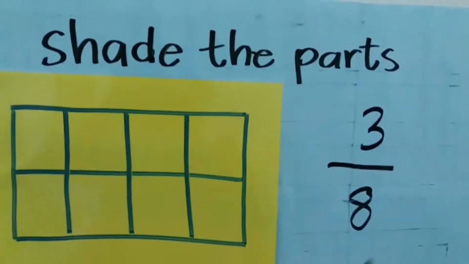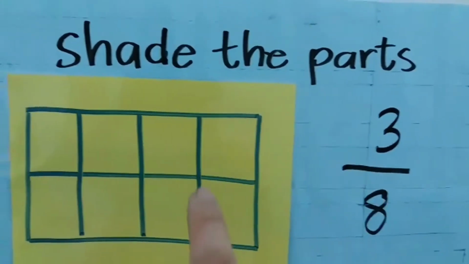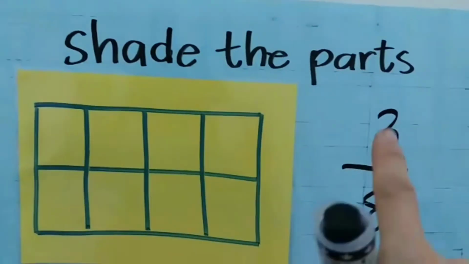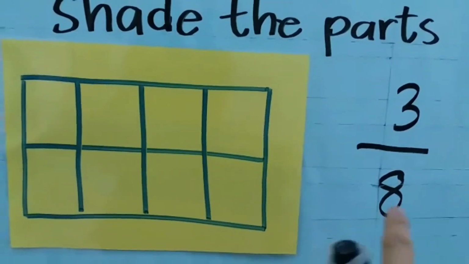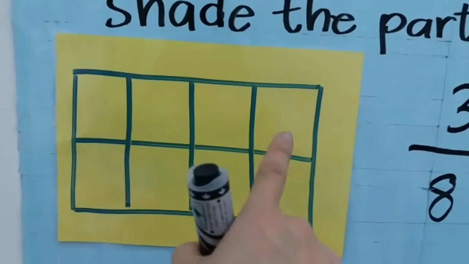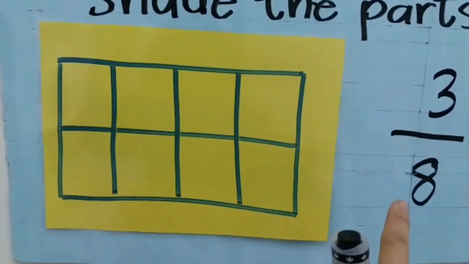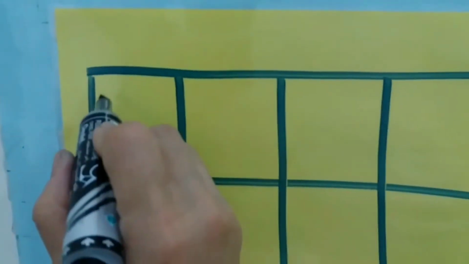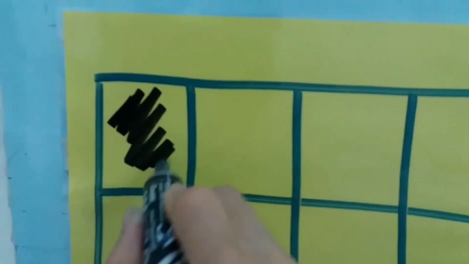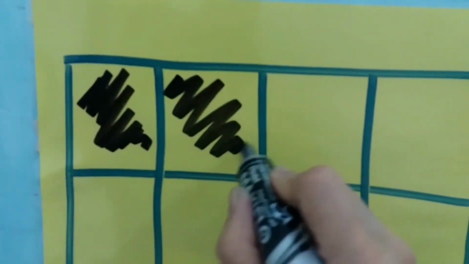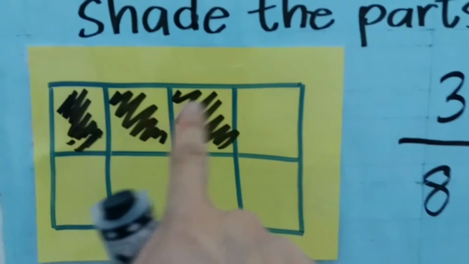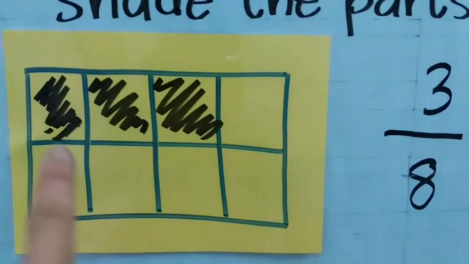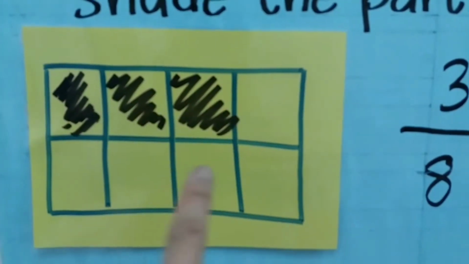Now, another activity is to shade the parts. I have here the parts and I have here the fraction. Now, 8. Let us count. 1, 2, 3, 4, 5, 6, 7, 8. That is 8. 3. So, we will shade 3 parts. 1, 2, 3. So, I shaded 3 parts. That is 3 over 8.